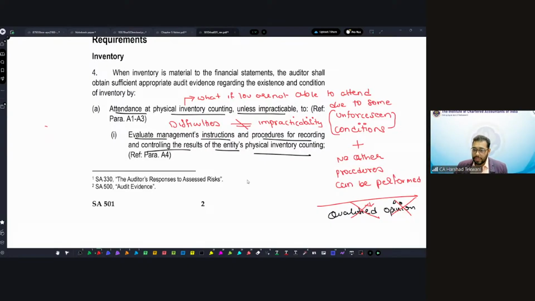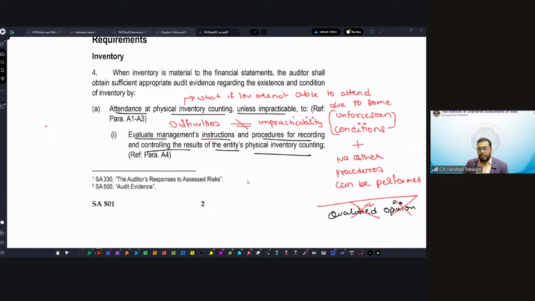Yes, sir. That is true. But still, my question is: when there is an unforeseeable reason and condition, and no other procedure is done either, then definitely he has to qualify the report, right? That is my conclusion. The reason is that he has not audited it, so he will say that the inventory lying in this area is not at all audited.